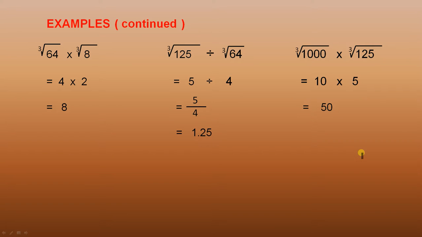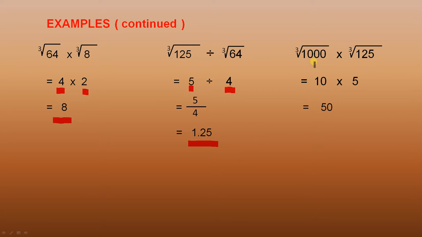Some more examples. The cube root of 64 times the cube root of 8. Now the cube root of 64 is 4. The cube root of 8 is 2. 4 times 2 is 8. The cube root of 125 divided by the cube root of 64. The cube root of 125 is 5. The cube root of 64 is 4. So the answer is 5 over 4, which is 1 1/4 or 1.25.